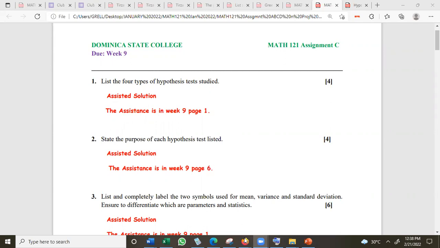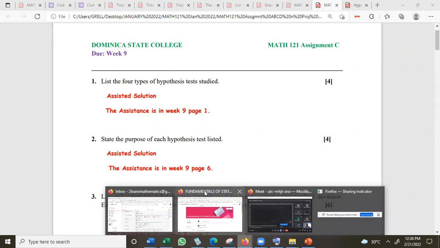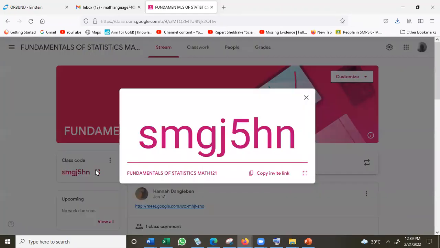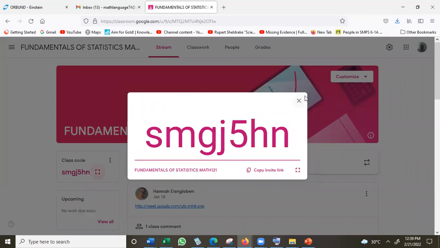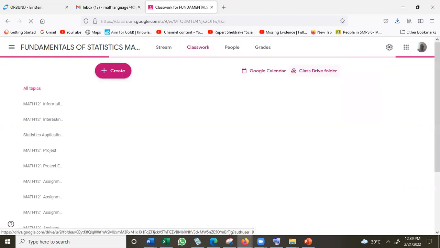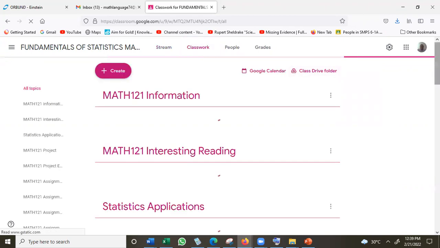Okay, so we go to the major Google Classroom. Okay, here is the code for it. Please take note of it. By now, all of us know the code. We go to classwork, and we are all familiar with this Google Classroom.